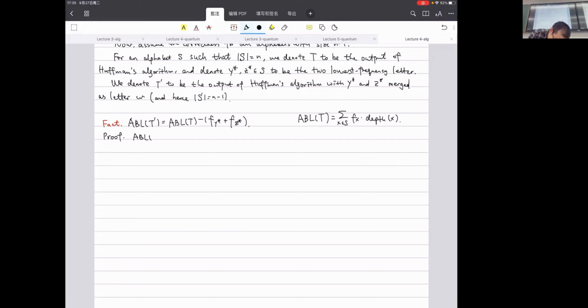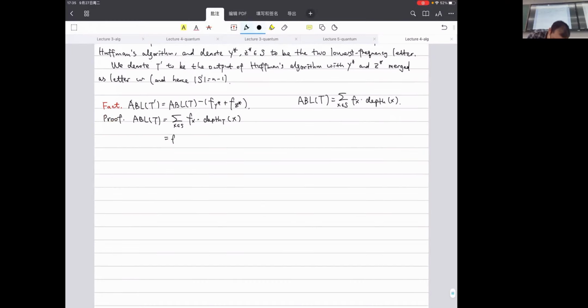So the ABL of T equals the summation of x in S, f x times the depth in T of x, and this actually equals f y star times the depth in T of y star, plus f z star times the depth in T of z star, and all the other vertices, x in S, x not equal to y star and z star, f x times the depth. So let's take a close look at this.